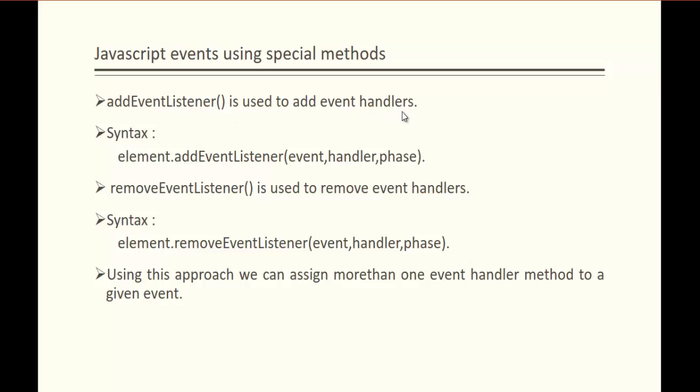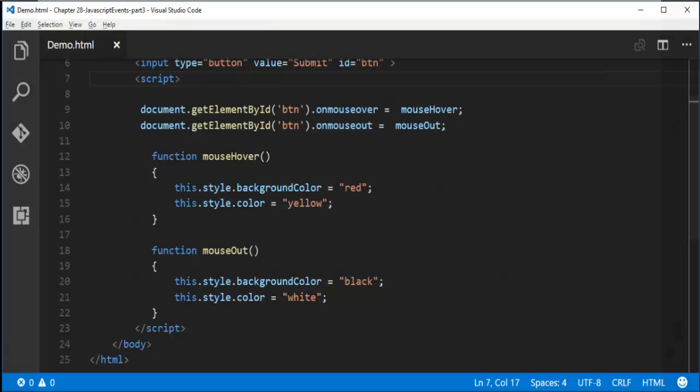It's used to add event handlers to the element, and here is the syntax. addEventListener takes three parameters: event, handler, and the phase. If I need to remove the event from the element, then I need to make use of the removeEventListener method to remove the event handlers, and here is the syntax for that. Using this approach, we can assign more than one event handler to a given event. Without wasting much time, let me jump into Visual Studio Code and show you a demo of this.